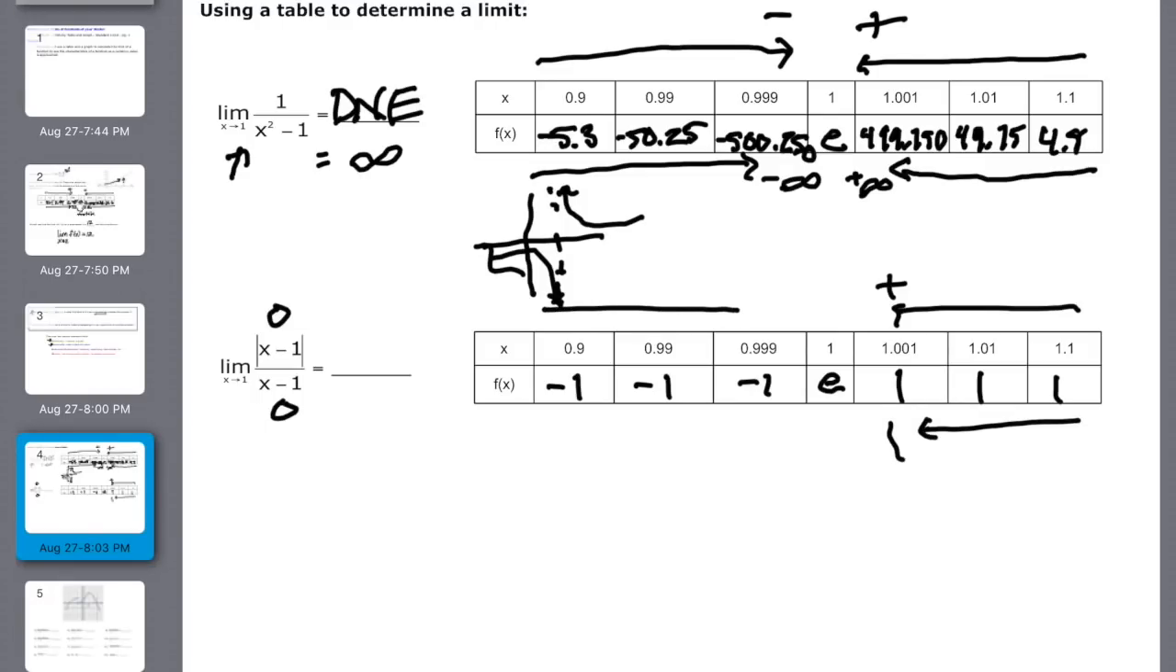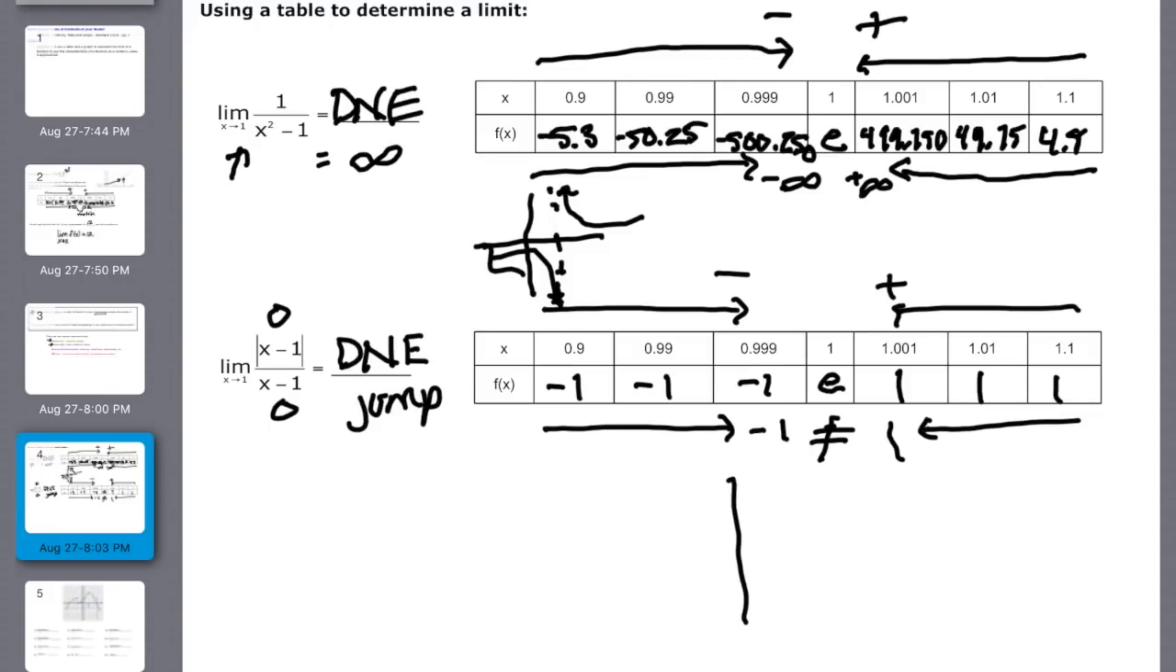As I'm approaching from the negative side, my y value is approaching negative 1. These two things are not equal. They are a value, but the fact that they're not equal also means that this limit does not exist. They have to be coming to the same value in order for it to exist from the left and the right. And the reason why is because there's actually a jump in this graph.